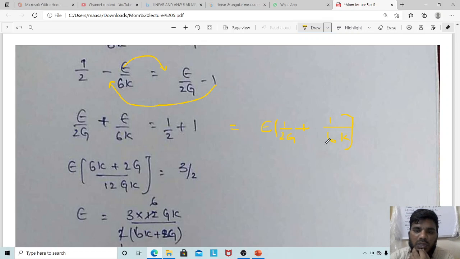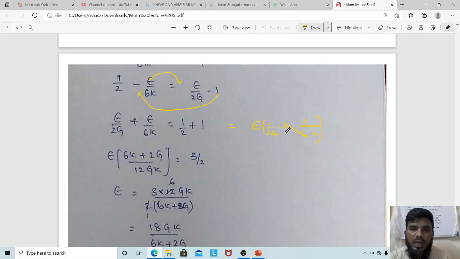Once I take out the common, I am trying to solve this equation by doing cross multiplication. What is cross multiplication? We get 6k plus 2g divided by the multiplication of these two, which is nothing but the LCM of two different variables. If two different denominators are there, you can take the LCM by multiplying them. So 6k plus 2g by 12gk is equal to, similarly, 2 plus 1, 3 by 2.